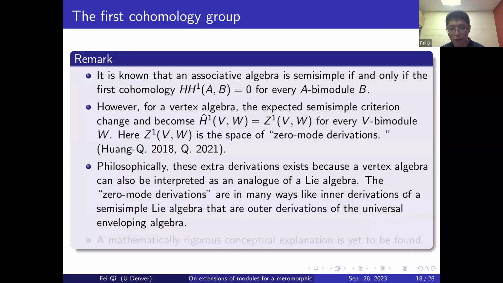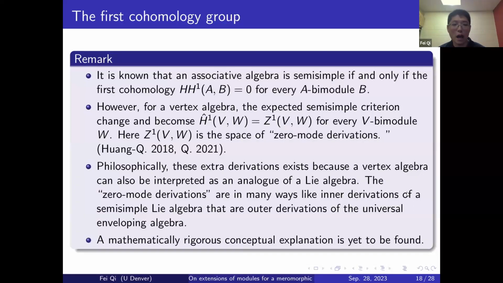So that's why it's not able to capture the zero modes of the Lie algebra. So I think this is actually a philosophical but mathematically non-rigorous explanation. But I will be very glad to see a mathematically rigorous conceptual explanation for this behavior.